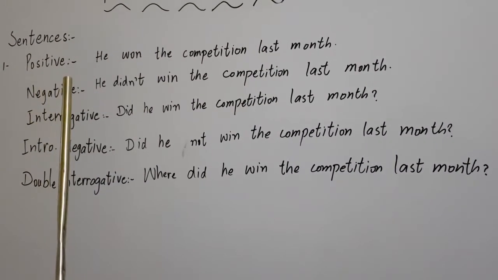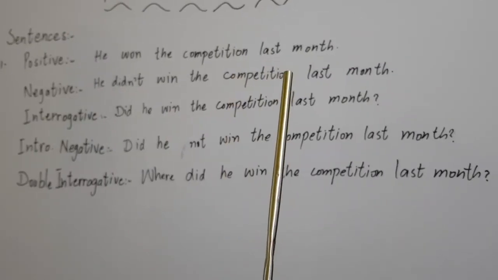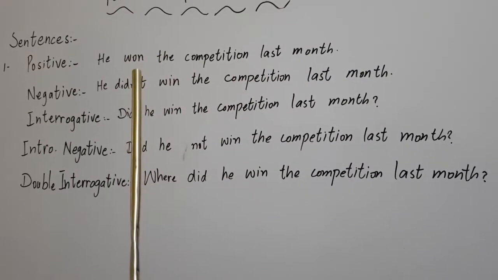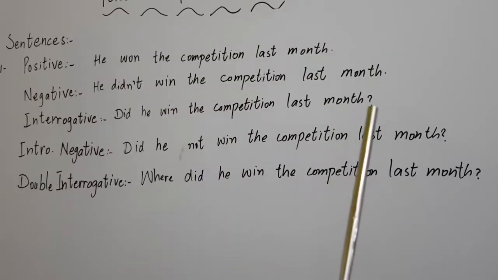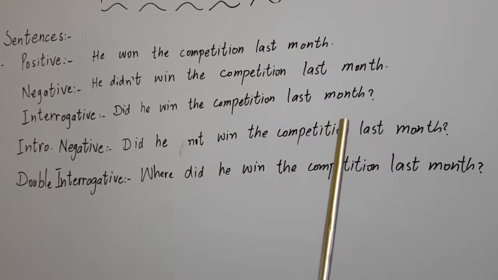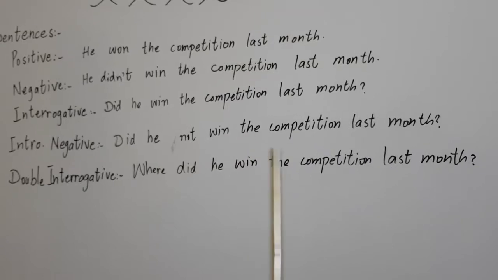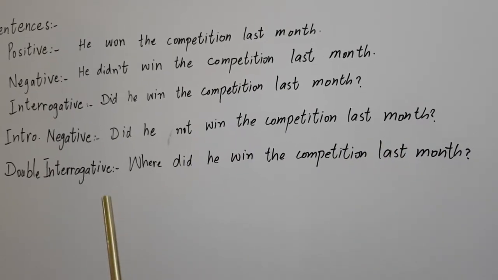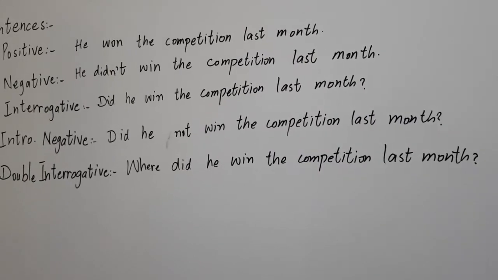The affirmative or positive sentence of past indefinite tense is: he won the competition last month. Won is the second form of the verb. Negative: he didn't win the competition last month. Interrogative: did he win the competition last month? Interrogative: did he not win the competition last month? And double interrogative: where did he win the competition last month?